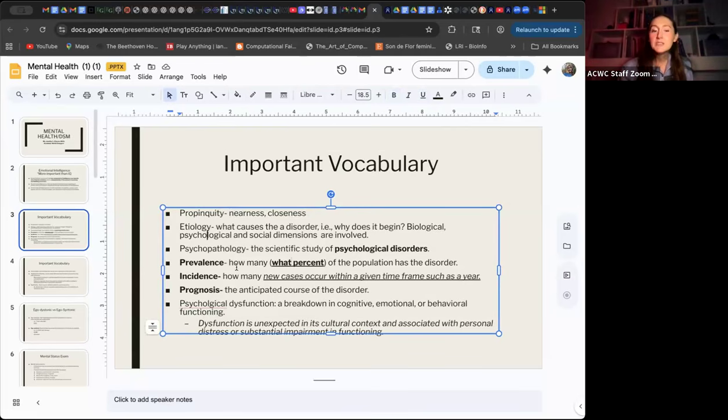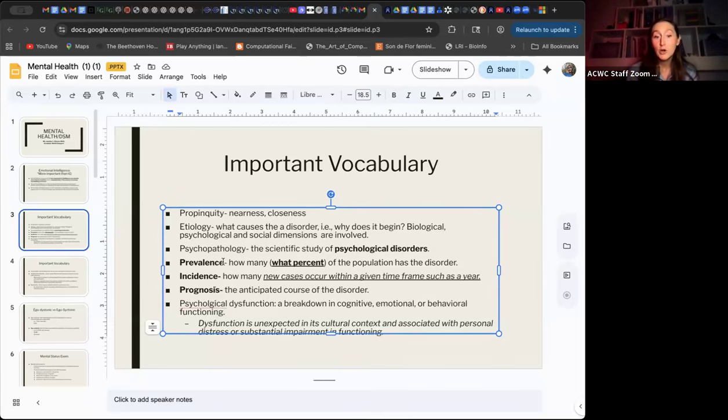So etiology is what causes the disorder. This is like the why. Why did serious performance anxiety begin, right? We'll just stick with that one. So it's biological, they can look at the biological, the psychological, and the social dimensions for this starting. The psychopathology, hear that word pathology in there, is when they do a scientific study of psychological disorders.